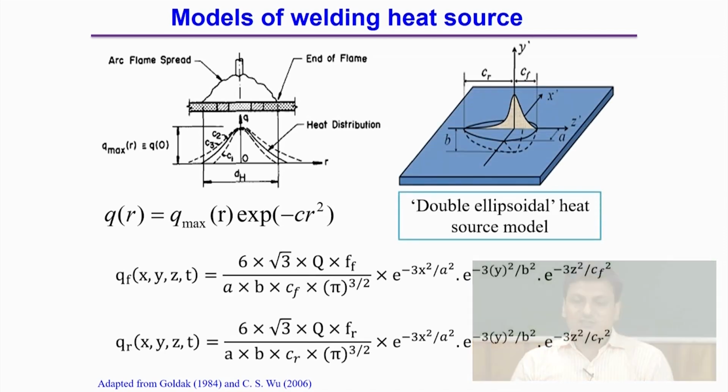Now, there is another representation, the double ellipsoidal heat source model. If we look at the figure, there are geometric parameters of the double ellipsoid: Cf and Cr, which capture the distribution, because the temperature gradient or energy deposit in the front and the back side may be different because of the velocity in one direction. Then A may be another dimension of the ellipsoid, and depth is represented by B. So A, B, Cf and Cr are all geometric parameters of the double ellipsoidal heat source.